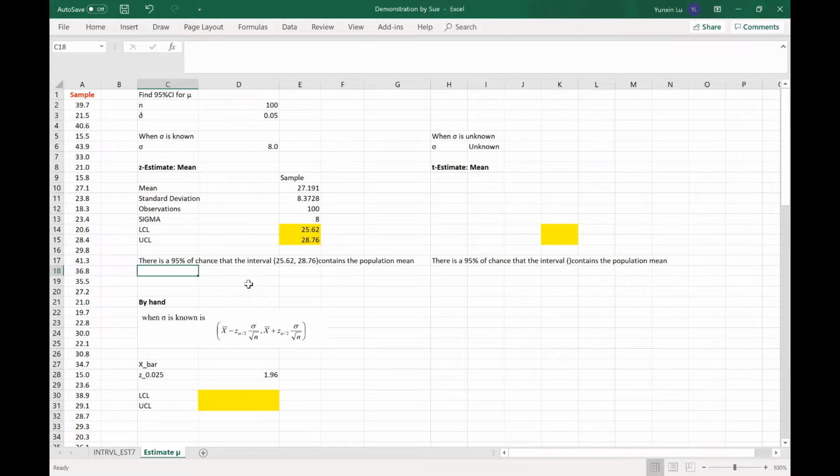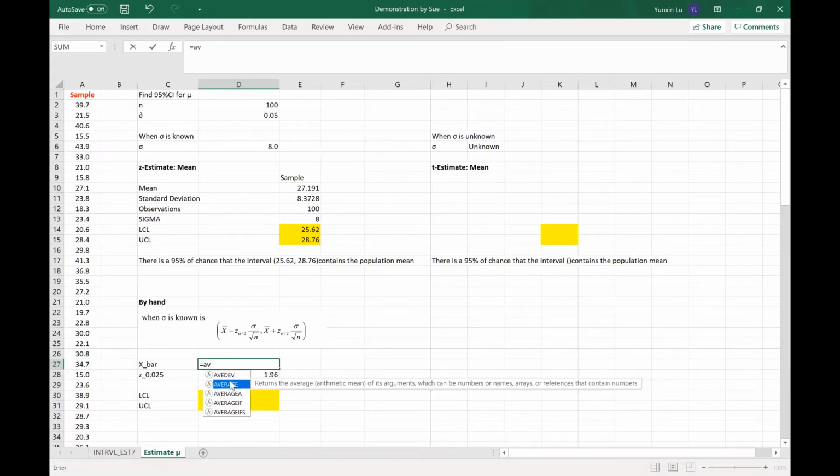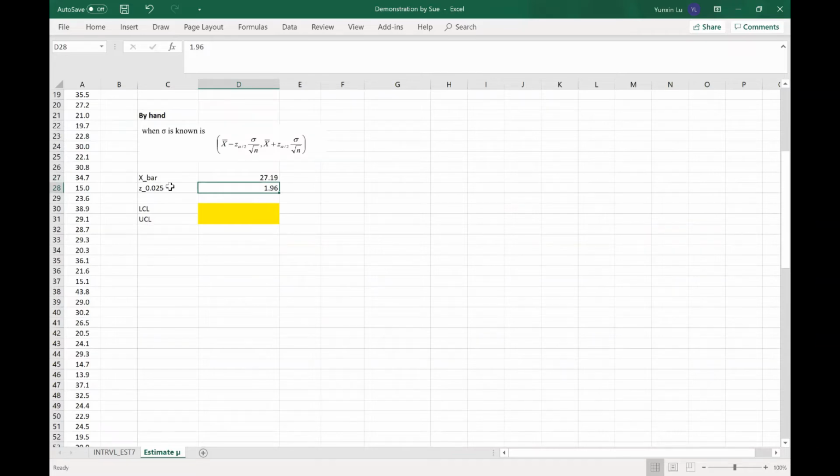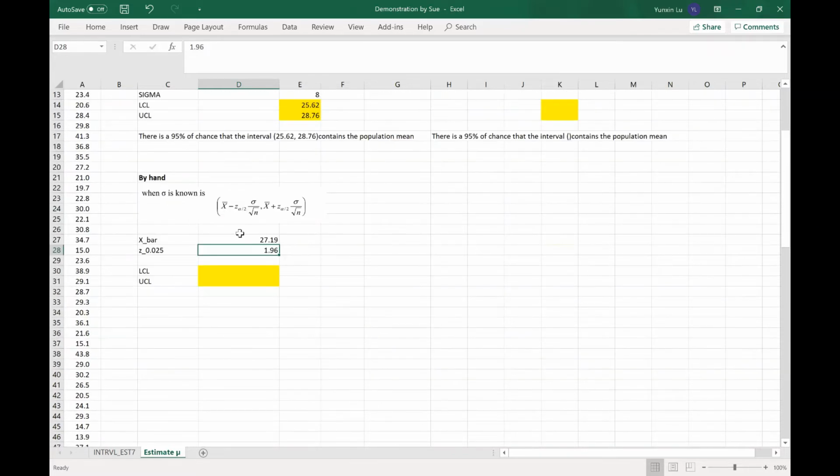We can also use a formula to calculate. The formula is here, and first we need to calculate the average mean. We use the AVERAGE function. And we can refer to the table given by our teacher. Here it is 1.96. And then we need to calculate the lower confidence limit. We need to pay attention that it is minus.